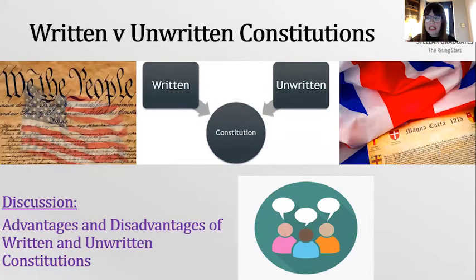Any other ideas? What would be a good thing about having a written document, one clear document that lays out all the rights, all the amendments, everything in one place? It would be easily accessible and clearer to understand compared to an unwritten constitution. Yep, that's a great answer. Yes, definitely clearer, definitely easier for the citizen to access. You could Google it and type it in and it's all in one place.